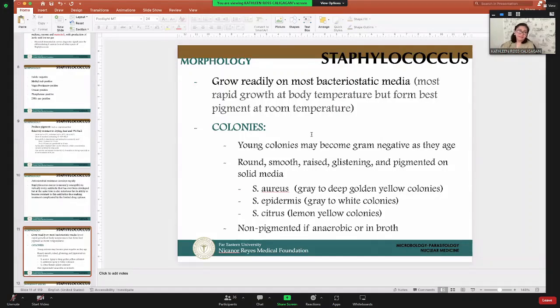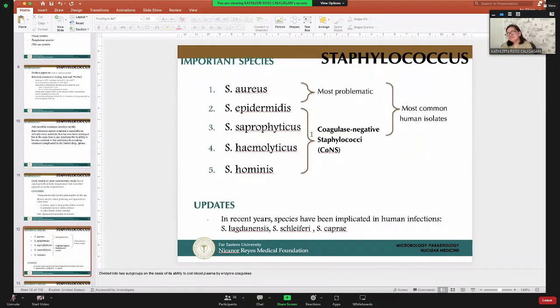The colonies on solid media, for Staph aureus, appear as gray to deep golden yellow colonies because of the staphyloxanthin. Staph epidermidis have gray or white colonies. This species here, although medically insignificant, Staph citreus, has lemon yellow colonies. So here are the 5 medically important species of Staphylococcus. You have aureus, epidermidis, saprophyticus, hemolyticus, and hominis.